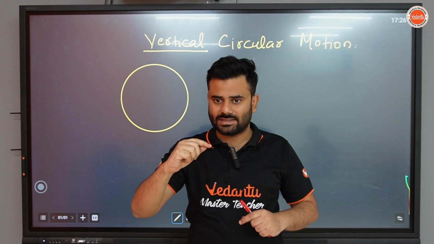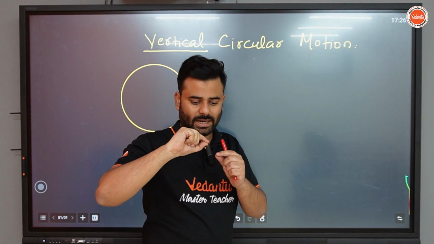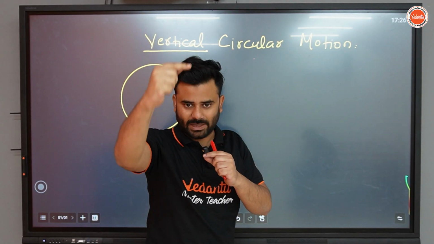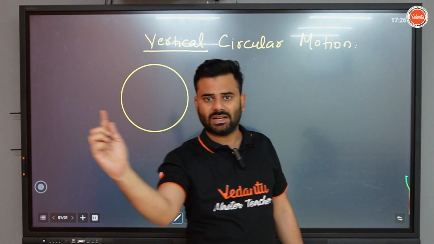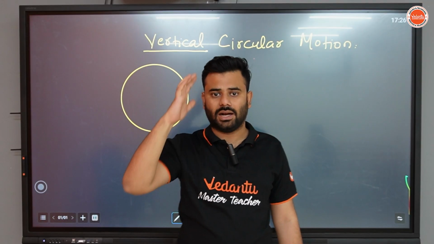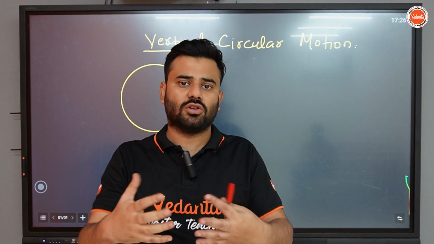There are two types of plane: vertical plane and horizontal plane. Vertical plane means like this, horizontal plane means like this. The particle is moving in a vertical plane under the influence of gravity, which means gravity is also involved here.